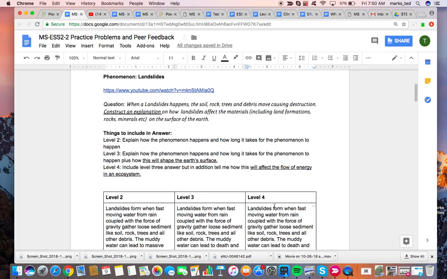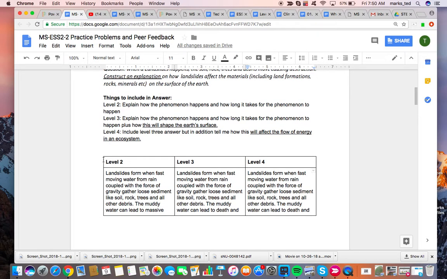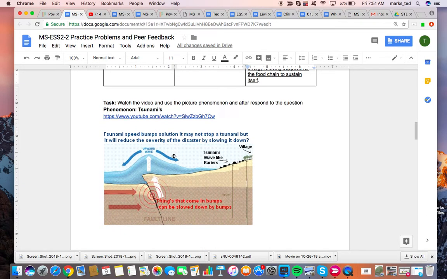So, remember, in ESS2 we're constructing an explanation on geoscience processes, landslides. This is the example. You can do a level 2, a level 3, or a level 4 answer. It's really up to you, in your comfort zone. You will do tsunamis on your own.